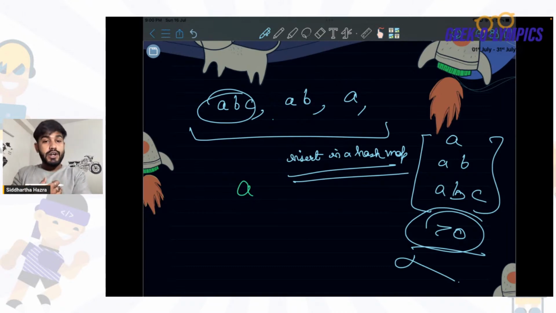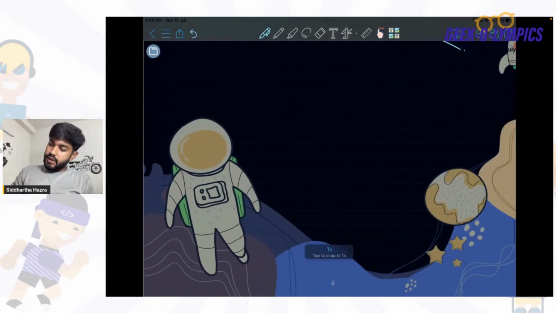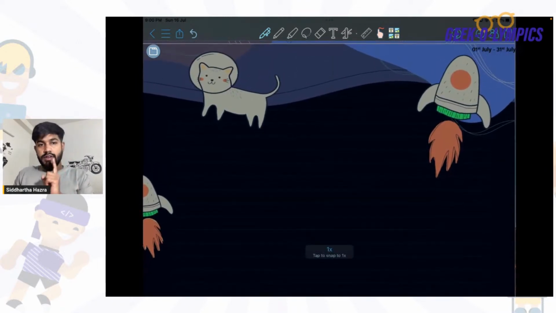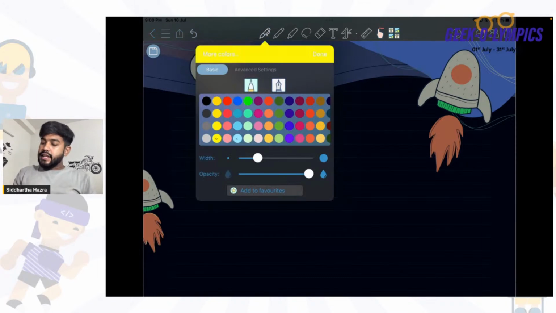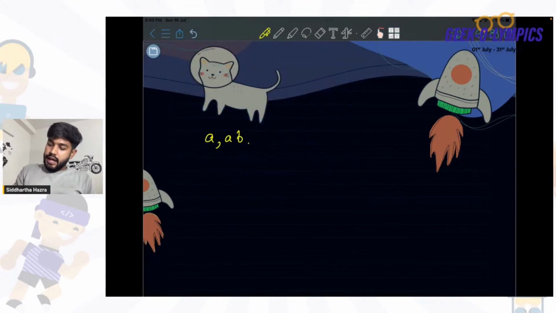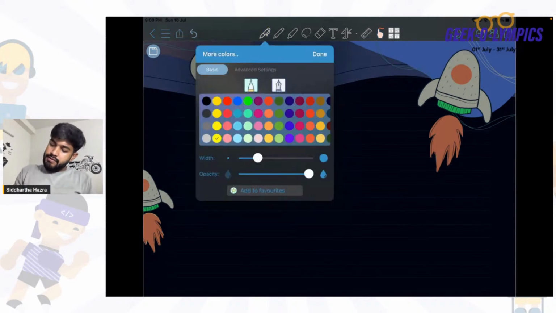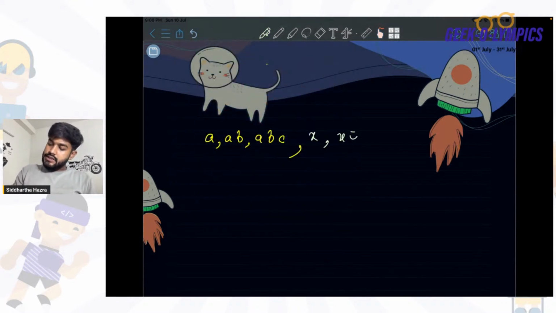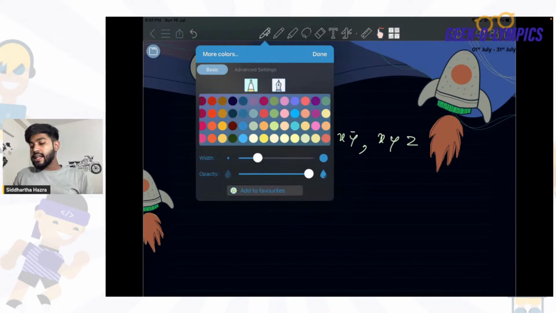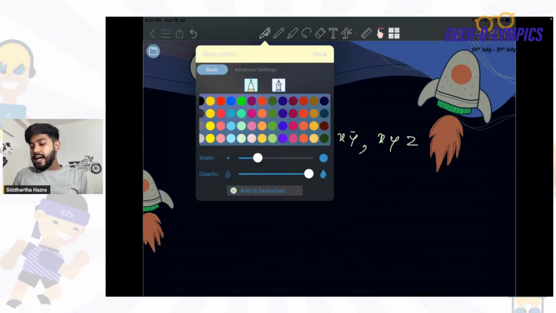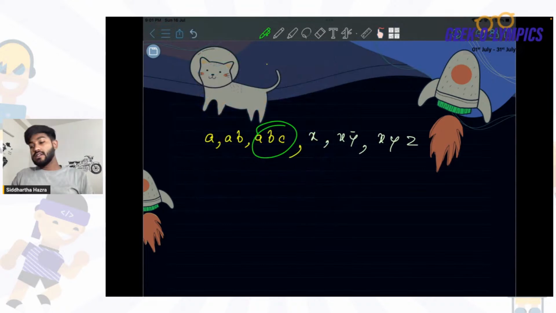Now there is one more thing we can do. We need to report the lexicographically smallest string. Let's just say, okay, this is how the problem can be solved. But here one more problem will come. That is to keep track of, let's say, A, AB and ABC. And then we also have X, XY and XYZ. So we know that the lexicographically smallest string will be our answer. This just means that this should be our answer, not this.